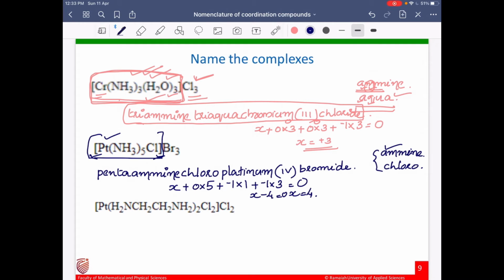Third compound, platinum H2N CH2 CH2 NH2, that is ethylene diamine, Cl2 and Cl2. We have to find whether the complex ion is cation or not. Yes, it comes first, so it's cation. So in cation, we have to write the ligands first. Two ligands, ethylene diamine and chloro. Ethylene diamine starts with E, chloro starts with C. So alphabetical order, C should come first. So we should write chloro first. How many chloro groups? Two chloro groups. So we should start with dichloro.